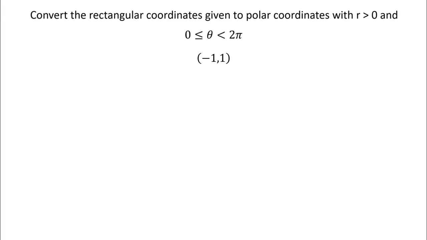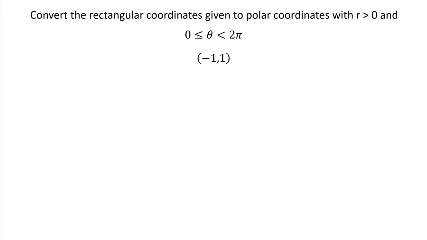In this video, we're going to do a couple of examples of changing from rectangular coordinates to polar coordinates. In other words, we're going to be given a point in the XY plane, and we're going to convert that to an equivalent point in the polar plane. Now, one thing that we have to take note of is that anytime we're converting from the XY plane to the polar plane, we always have to be given parameters in the polar plane.